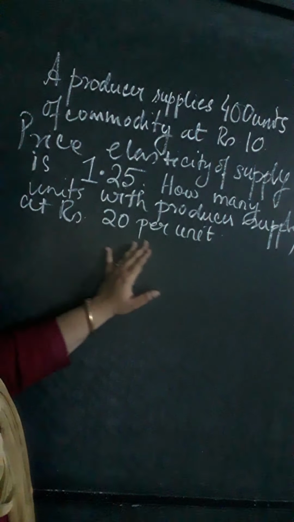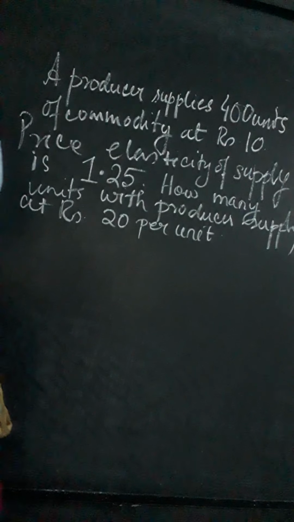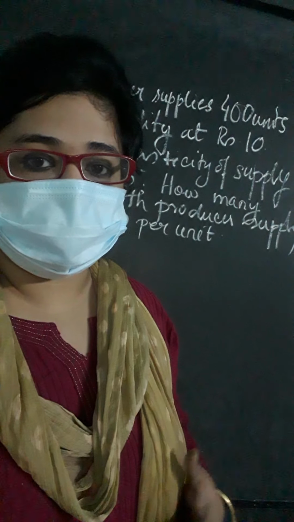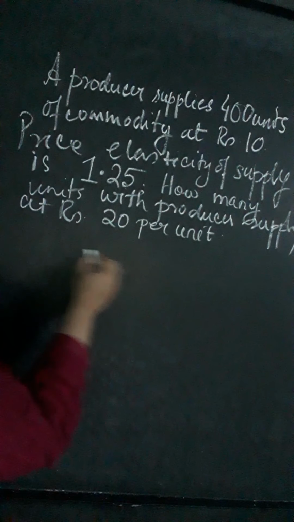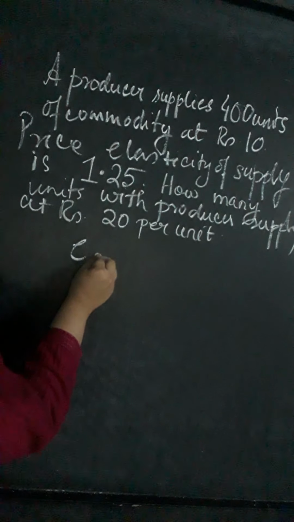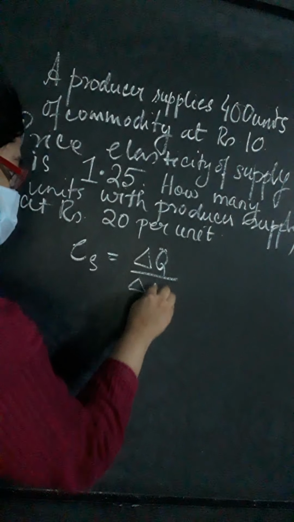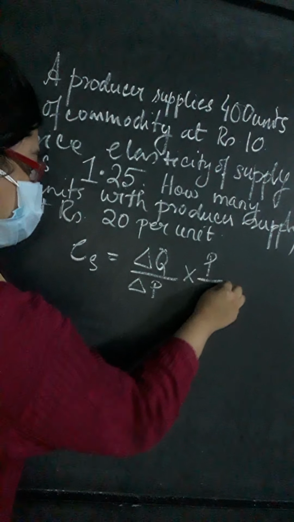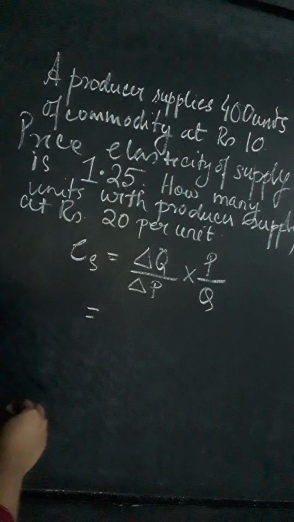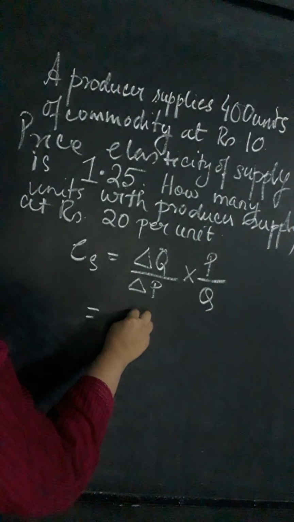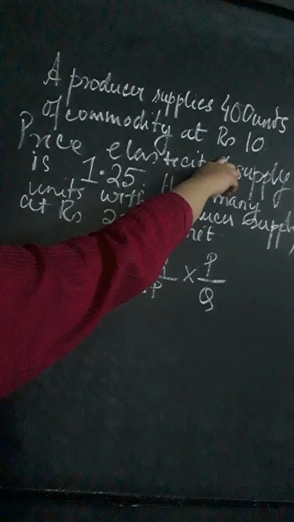So from the given data, whatever information is given, we will try to find out the value of the quantity that the producer is supplying when the price is rupees 20 per unit. So we know that the elasticity of supply formula is change in quantity supplied by change in price into initial price by quantity. Now, change in quantity is not given. Only we know that the producer supplies 400 units of commodity at rupees 10.